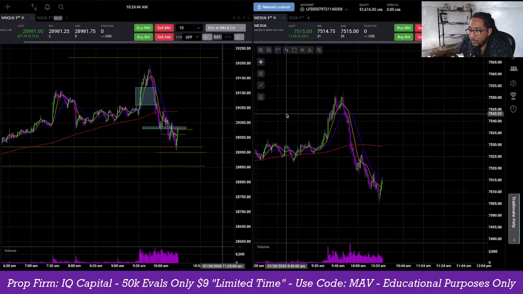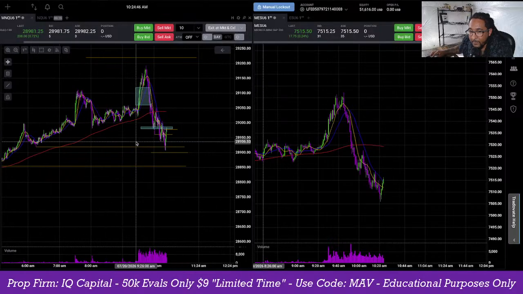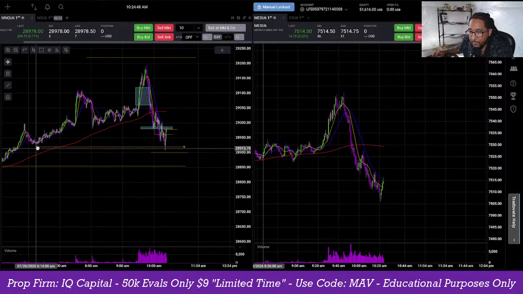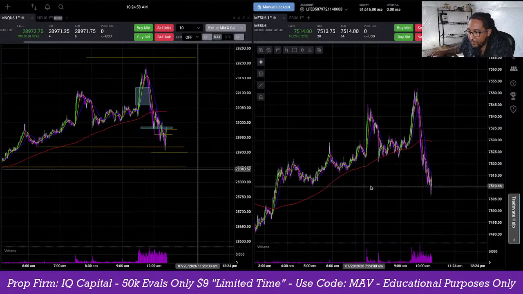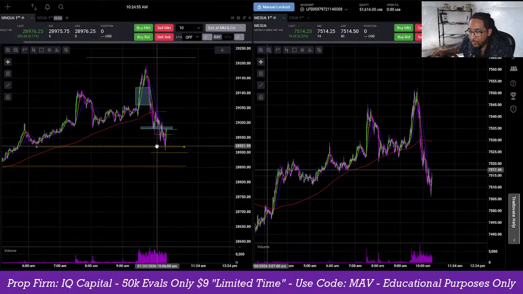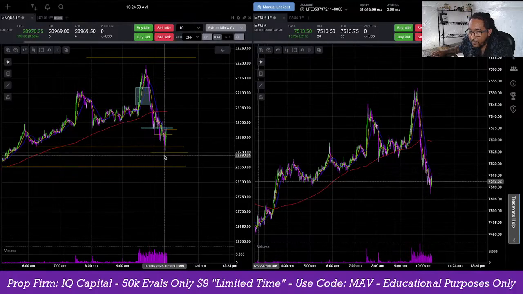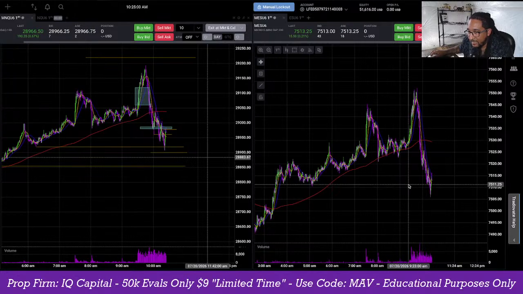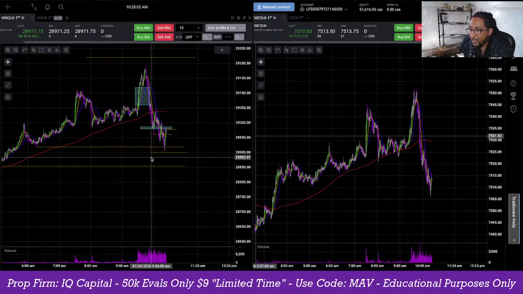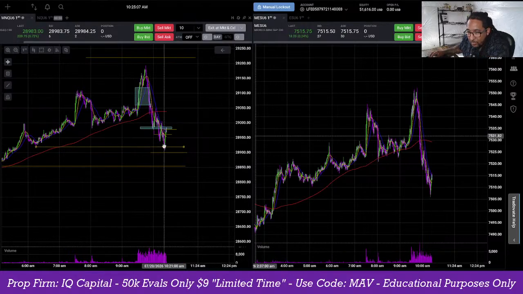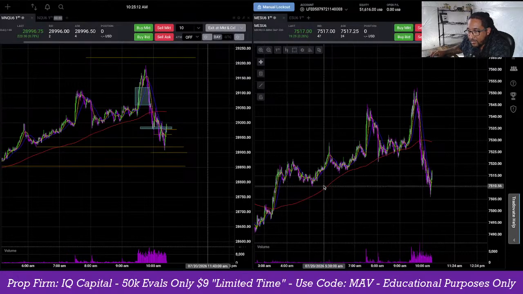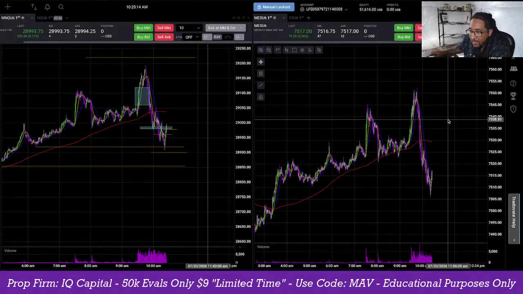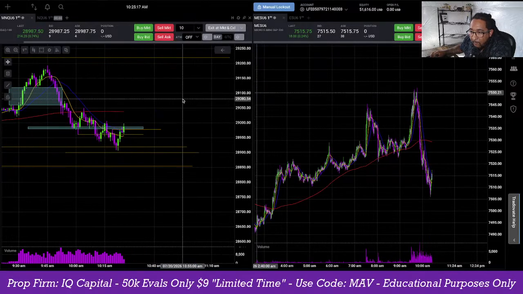SMTs. As I said before, with SMT, you see how NQ swept these lows here, and ES also swept these lows here. Now if NQ had swept these lows but ES didn't and continued higher, that would be called a bullish SMT, meaning that NQ has already swept the lows. So now ES has no reason to, it doesn't necessarily have to go down to sweep these lows, and it's an indication that we'll continue higher.